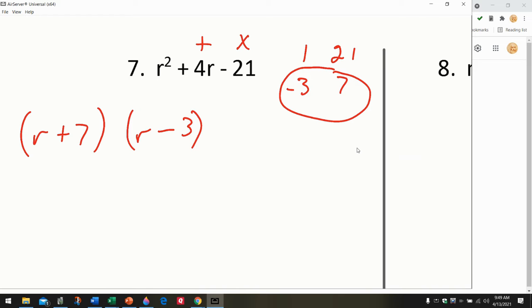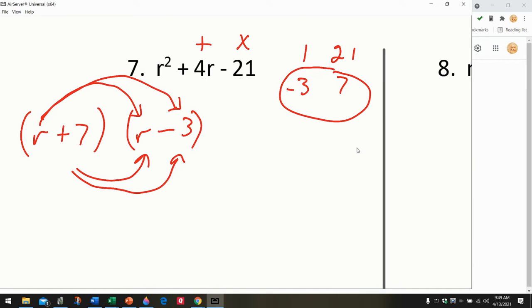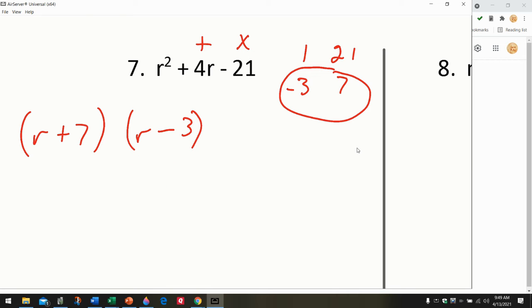Also recall, as I showed you in the first video, if you wanted to double check that you did your problem correctly, you could FOIL these back together like this. And once you did that, combine your like terms, and you will see that you will get the original expression that we started with. We would get r squared plus 4r minus 21.